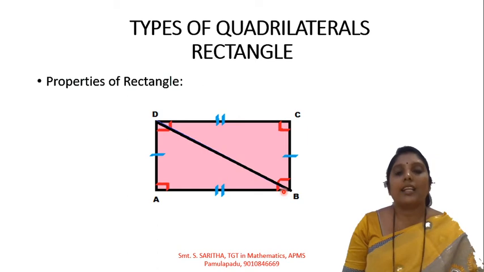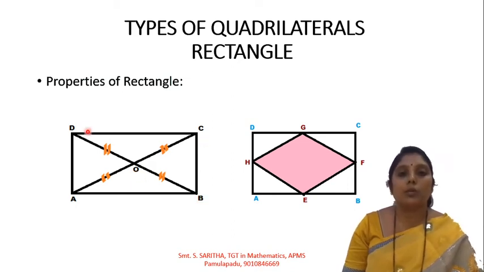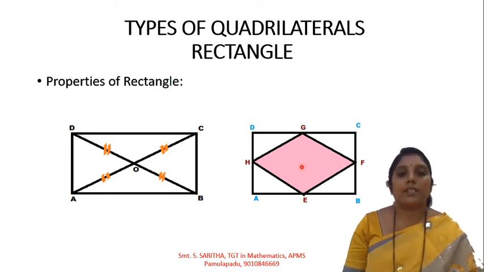When you draw a diagonal in a rectangle, we find that the diagonal divides the rectangle into two congruent right-angled triangles. If you draw two diagonals in a rectangle, we find that the two diagonals are equal and bisect each other. That is, OA is equal to OB is equal to OC is equal to OD. And if you join the midpoints of the sides of the rectangle, the figure formed is a rhombus.